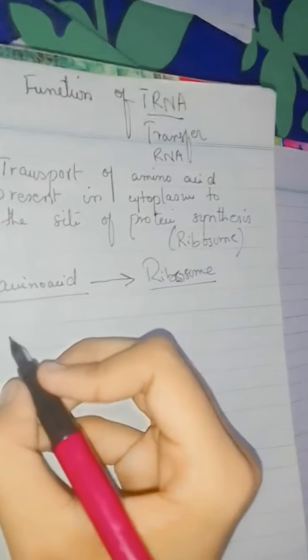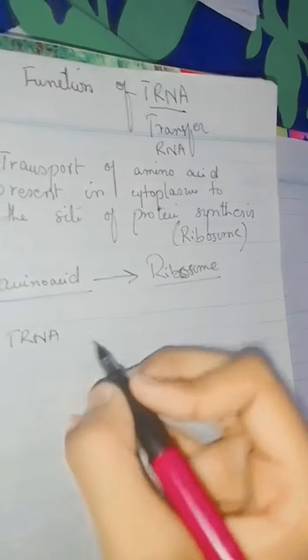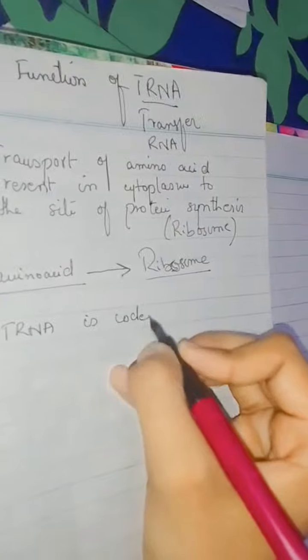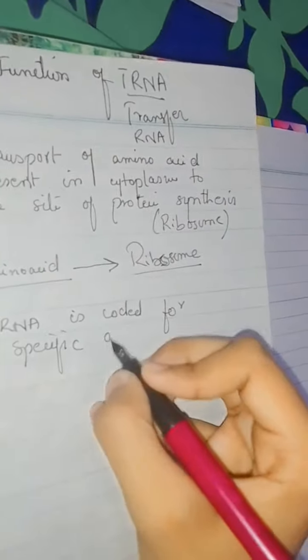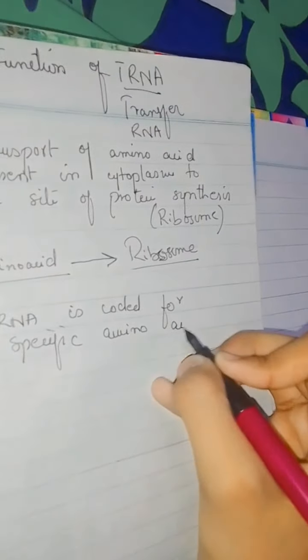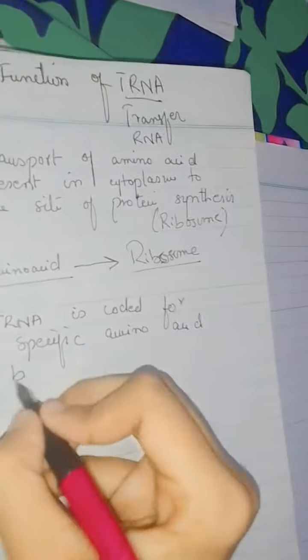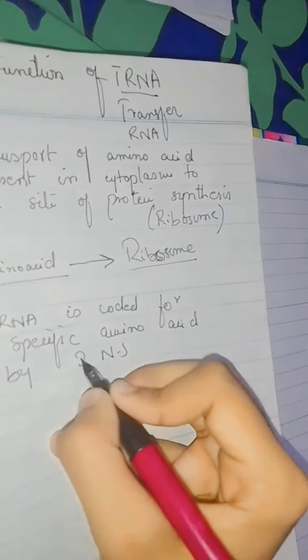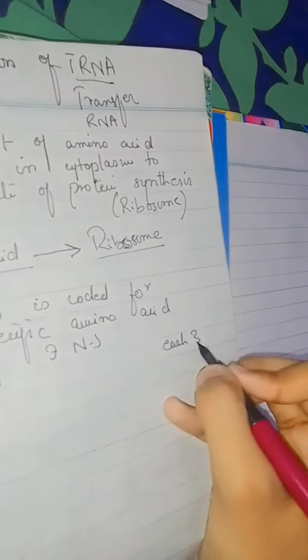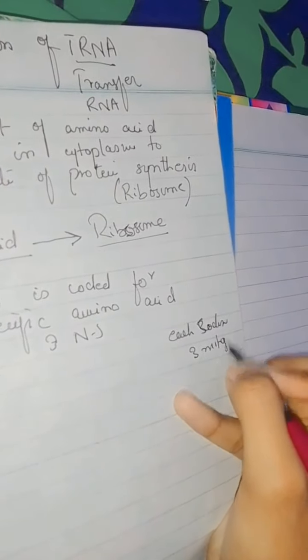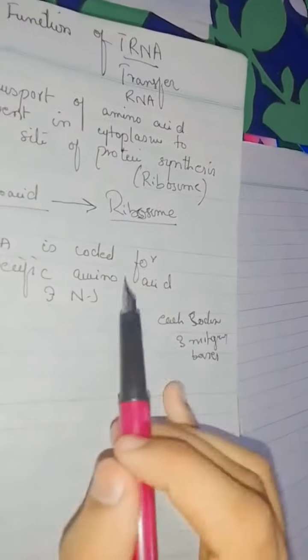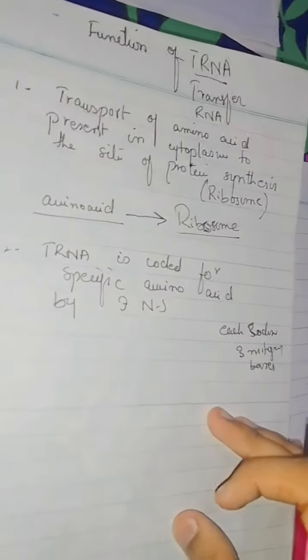And second, the tRNA is basically coded for a specific amino acid by 3 nitrogenous bases. Each codon will have 3 nitrogenous bases. So basically tRNA will be coded for a specific amino acid by the 3 nitrogenous bases.